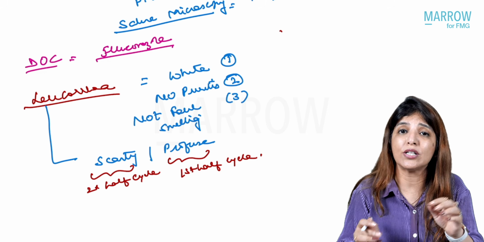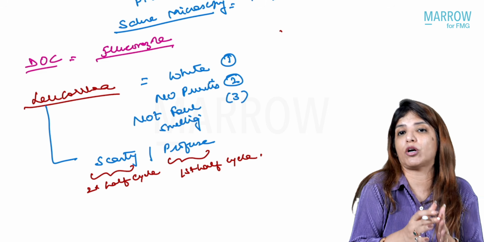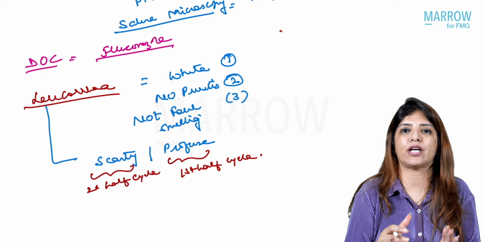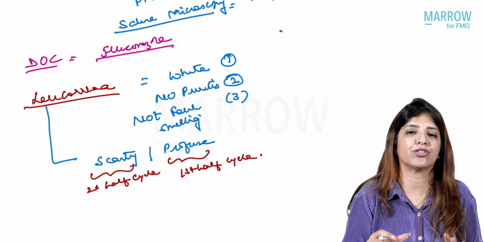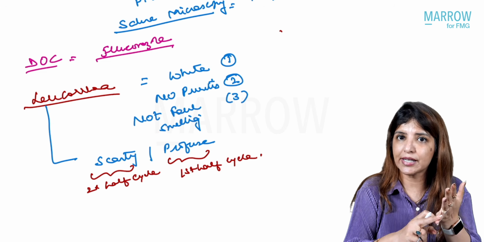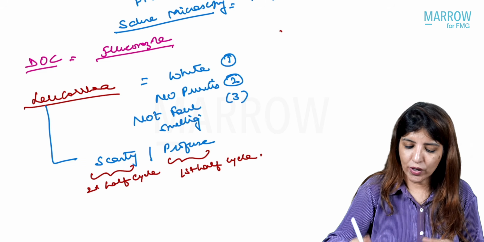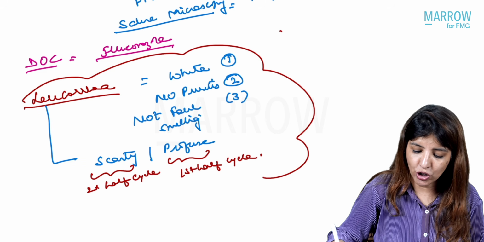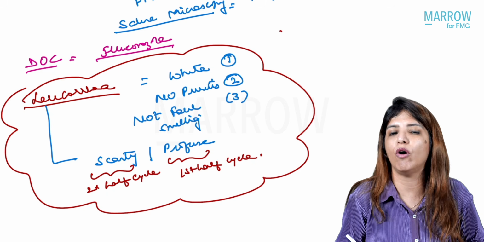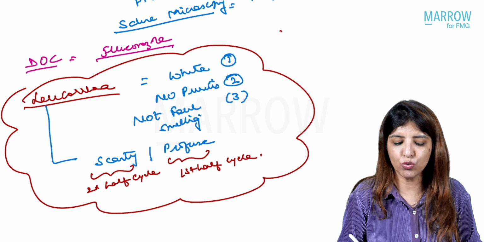So based on scanty or profuse, we do not make the diagnosis. We make the diagnosis based on the characteristic of the discharge, that it is white in color, no pruritus, and not foul odor. So if these three things come, then you are going to make the diagnosis of leukorrhea. Clear to all of you?